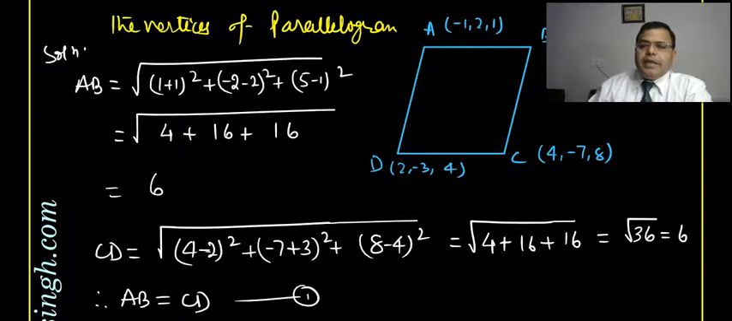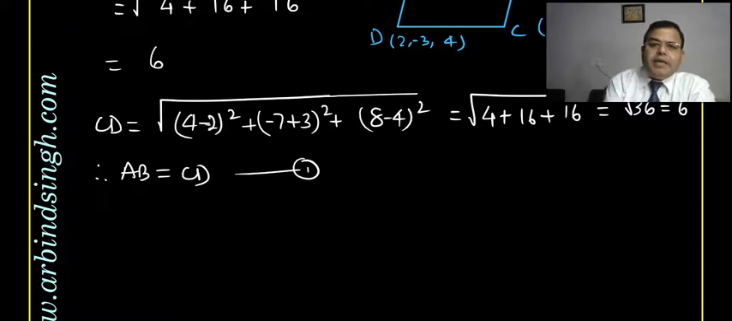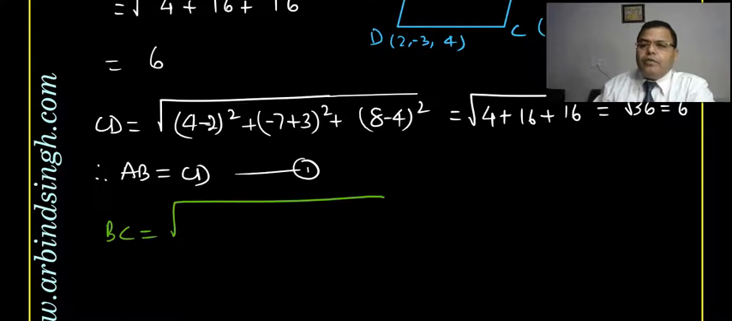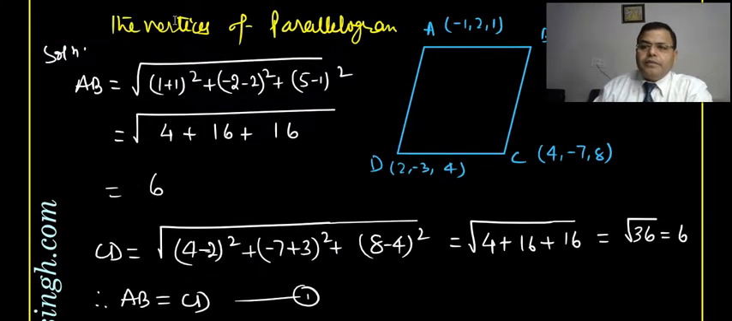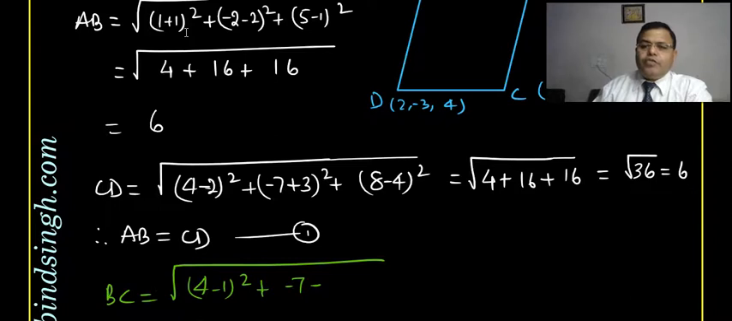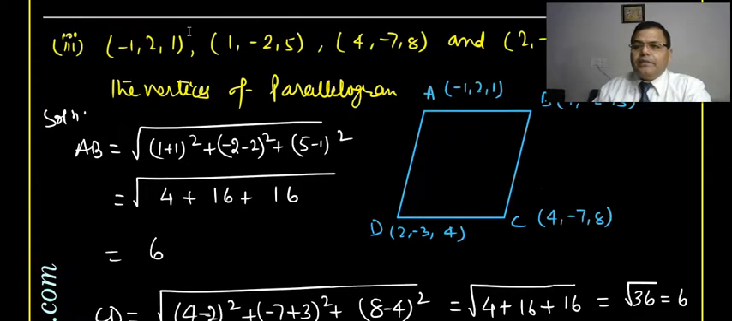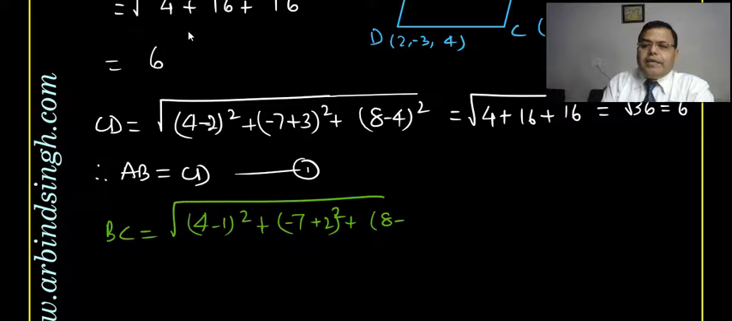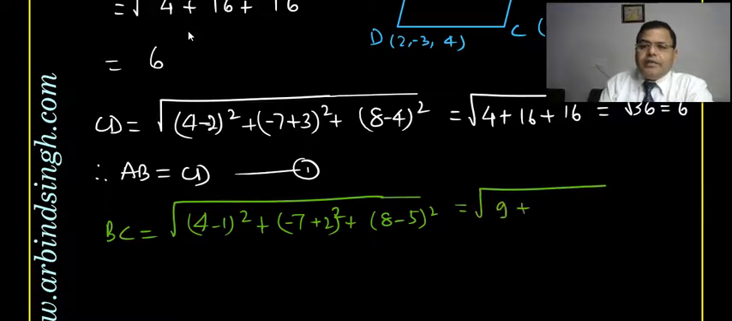Opposite sides are equal. And now BC and AD. BC can be calculated by using this. BC is equal to the square root of (4 minus 1) whole square, plus (-7 minus -2, that is plus 2) whole square, and (8 minus 5) whole square. That is 4 minus 1, 3 whole square is 9, minus 7 plus 2, that is minus 5 whole square is 25, 8 minus 5 is 3, 3 whole square is 9. 9 plus 9 is 18, plus 25 is 43, under root 43.